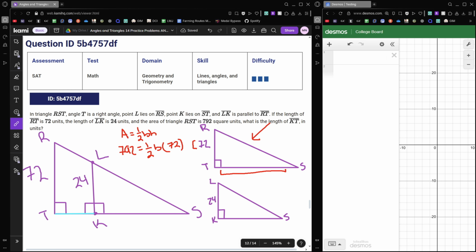You could do this by hand, or I'm just going to put it in Desmos. Instead of an equal sign, you want to put a tilde. And we get that the length of the base is 22.